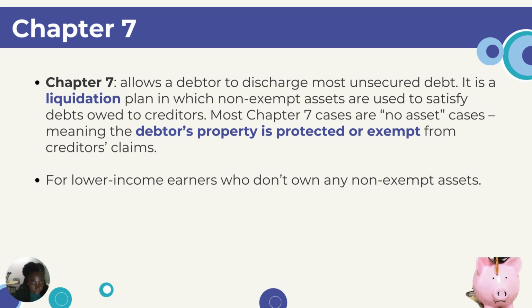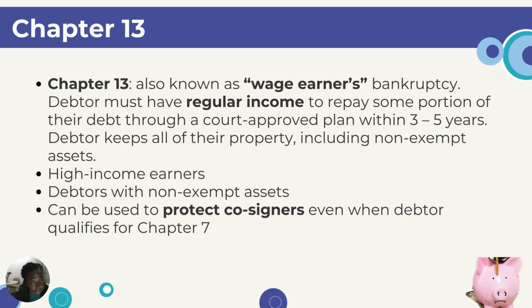Okay, so moving on to chapter 13. Chapter 13 is also known as a wage earner's bankruptcy. In this chapter 13, the debtor has to have regular income to repay some portion of their debt through a court approved plan within 3 to 5 years. And in this instance, the debtor will keep all their property, including non exempt assets. This is for higher income earners, debtors who have non exempt assets. So let's say you lived in New York, but you have $500,000 of equity in your home. That would be an instance where Chapter 13 would be more appropriate.